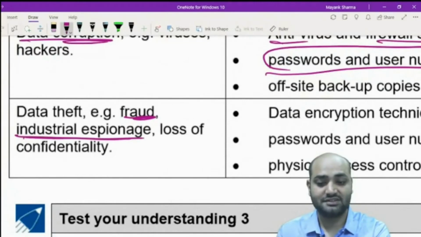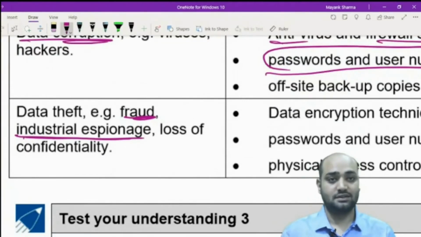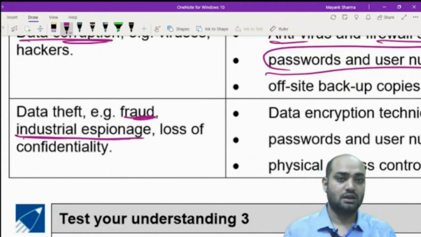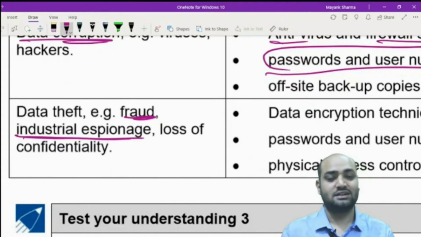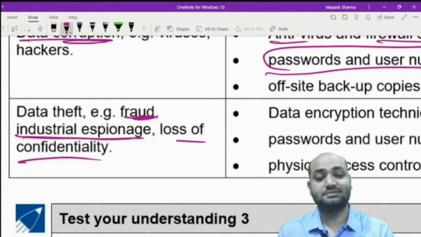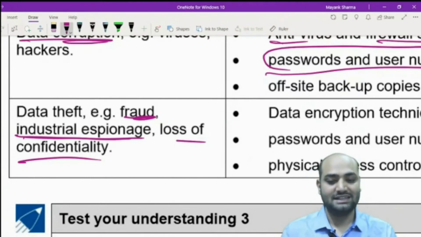What is industrial espionage? Let's say if I steal the formula for making Coca-Cola, then that is industrial espionage. So industrial secrets are very valuable, and if these secrets are made public or are accessed without any authorization, then that is industrial espionage. Loss of confidentiality means data is made public. So these are all the ways in which data theft can happen.